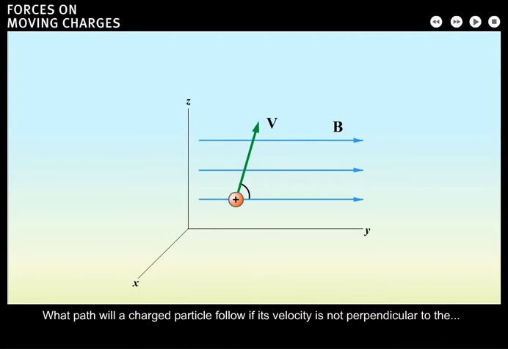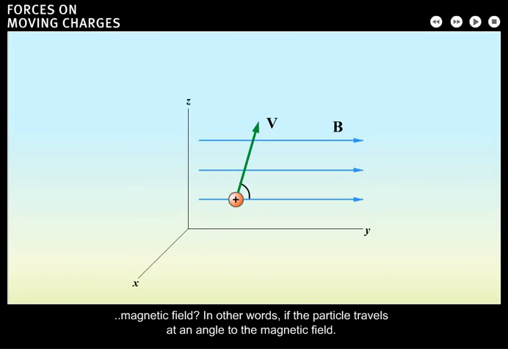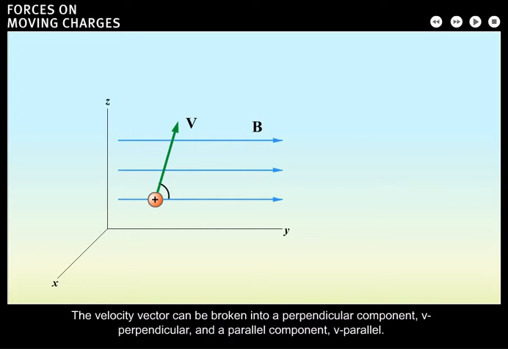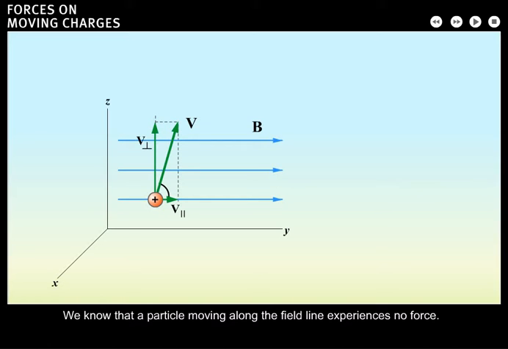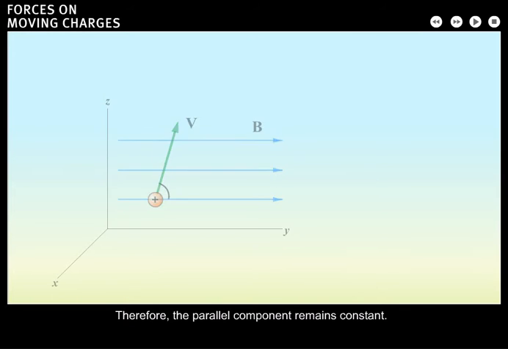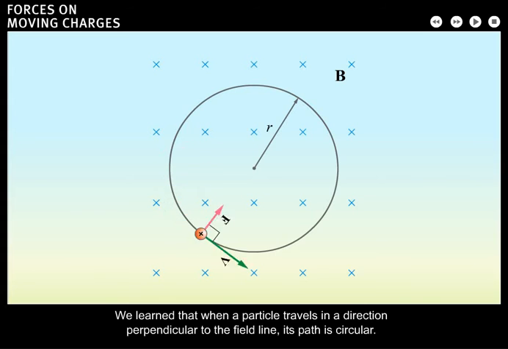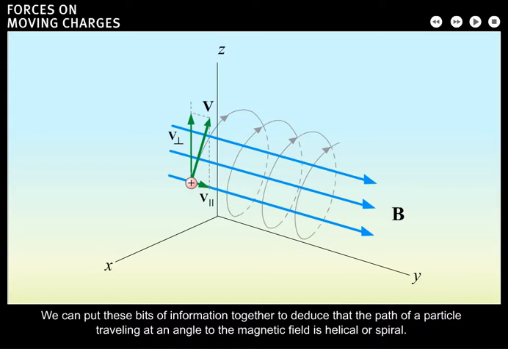What path will a charged particle follow if its velocity is not perpendicular to the magnetic field? In other words, if the particle travels at an angle to the magnetic field. The velocity vector can be broken into a perpendicular component, v perpendicular, and a parallel component, v parallel. We know that a particle moving along the field line experiences no force. Therefore, the parallel component remains constant. We learned that when a particle travels in a direction perpendicular to the field line, its path is circular. We can put these bits of information together to deduce that the path of a particle traveling at an angle to the magnetic field is helical or spiral.